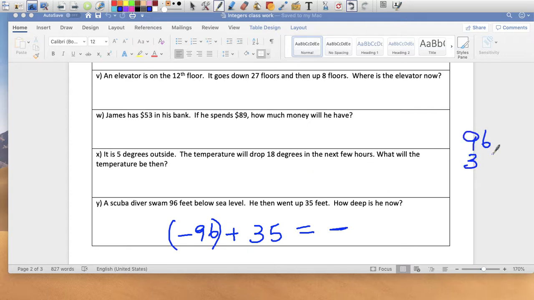So if you subtract these two numbers, 9 minus 3 is 6, and 9 minus 3... he's going to be here. How deep is he now? Negative 61, so he's still 61 feet under the water. Okay, so hopefully that helped.